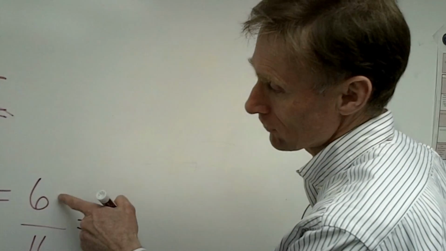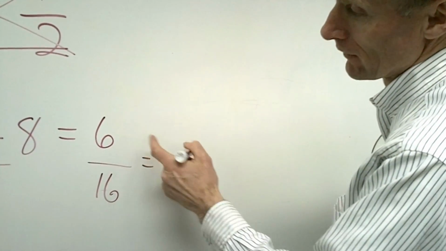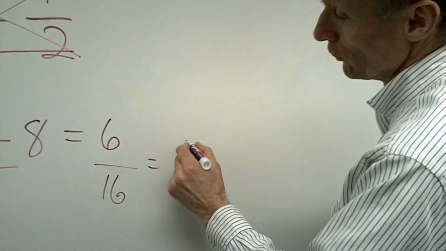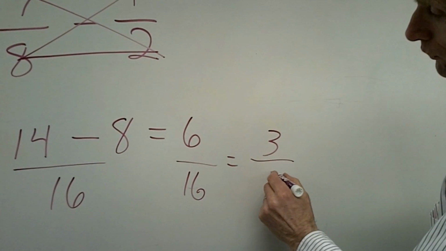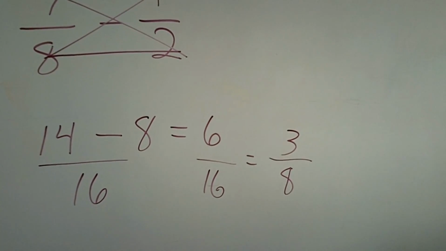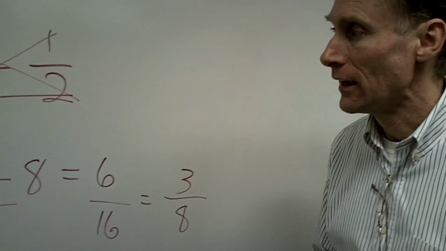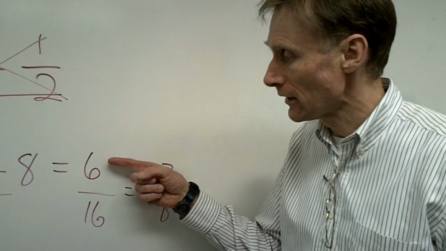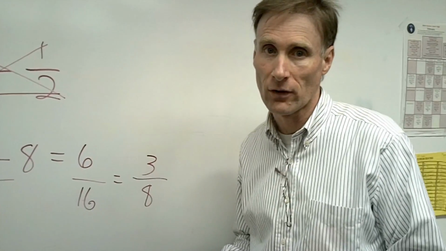Now we can actually reduce this. I can divide a 2 out of each one. 6 divided by 2 is 3. And 16 divided by 2 is 8. So this actually reduces to 3/8. This version is guaranteed to be quick. It does not necessarily give you the most reduced version, but it is very, very fast.